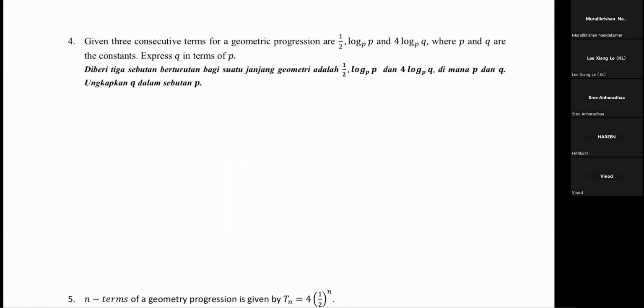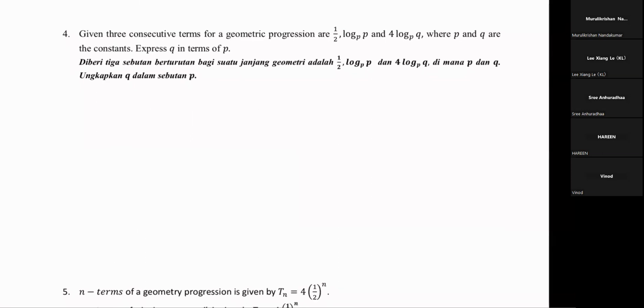We meet tomorrow. Okay, given that the 3 consecutive terms is 1 over 2 log PP and 4 log PQ, where P and Q are constant, express P in terms of Q. What do you call it? GP. GP means R equal.